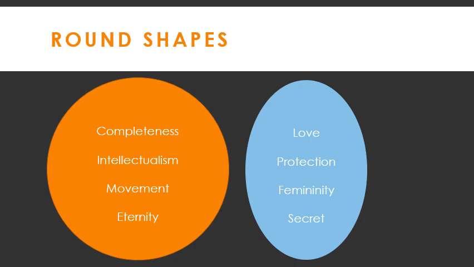Round shapes are also associated with spirituality. So think about things that are round, like the sun, the moon, the earth, those kinds of things, which I think is why these different adjectives are conjured up with the idea of circles or round shapes.